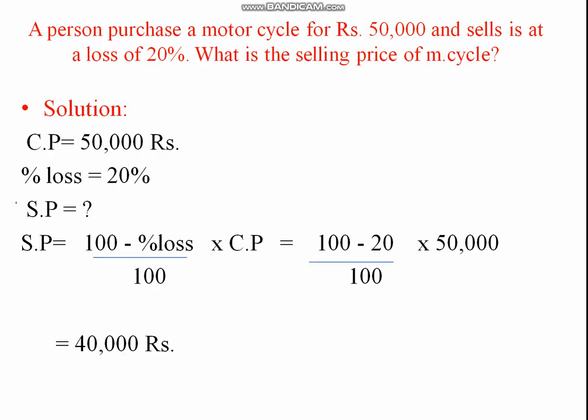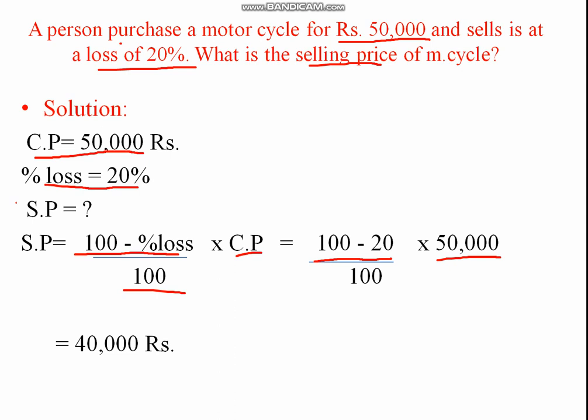See the next problem. A person purchased a motorcycle for rupees 50,000 and sold it at a loss of 20%. What is the selling price? So in the given, CP is 50,000 and loss is 20%. So we know the formula: SP is equal to 100 minus percentage loss upon 100 into CP. Put the values: 100 minus 20 upon 100 into 50,000. Simplify it: 80 upon 100 into 50,000. So after simplifying we get a selling price of 40,000. When we are given the CP and the percentage loss, use this formula.